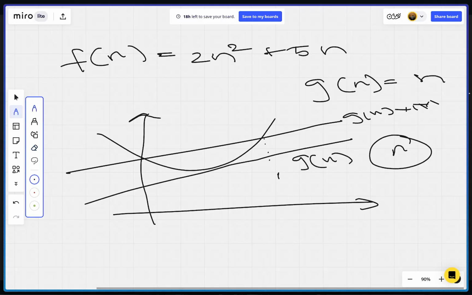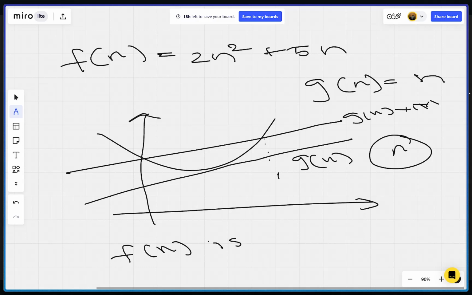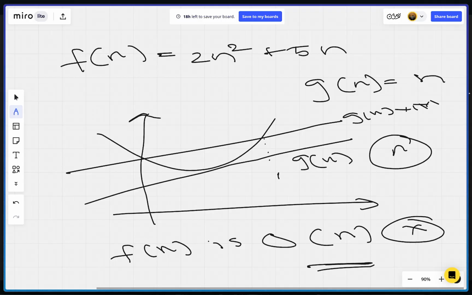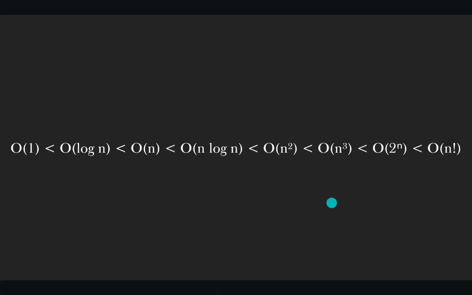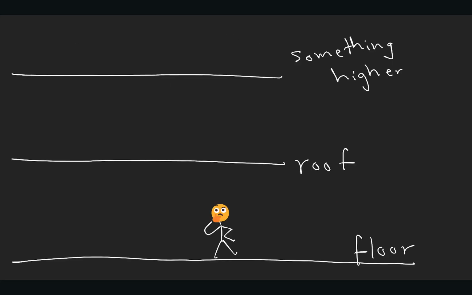For this particular example, you can't say f(n) is O of n because this doesn't satisfy the condition. You will have a better idea how to find g(n) once I go through how to use limits to find this. Until then, just hold on. All right, so yeah, that's big O notation.